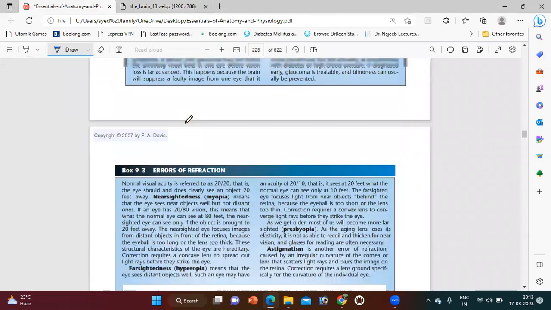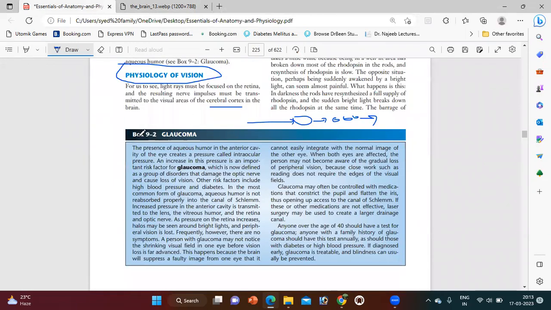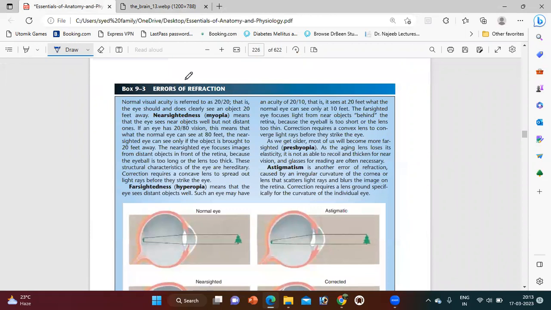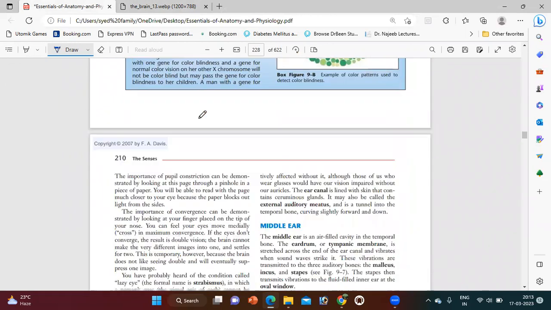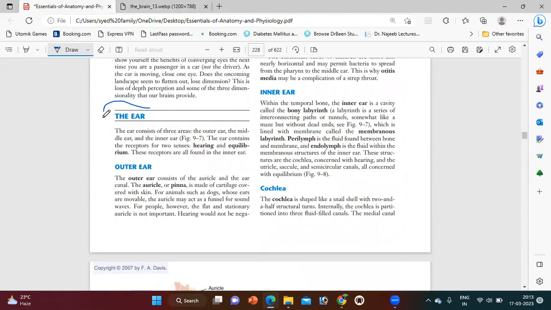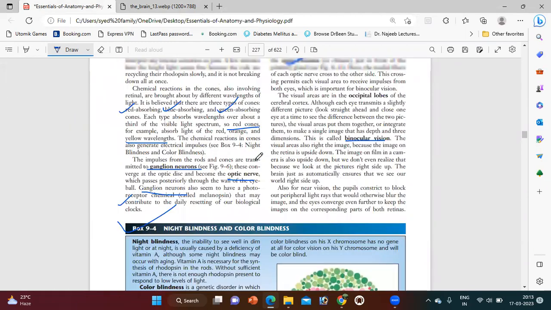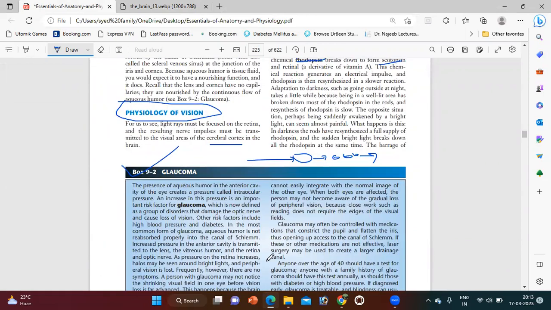Next topic we have glaucoma and errors of refraction, also night blindness and color blindness. Next we have the topic of the eye and ear. So we will talk about this tomorrow.